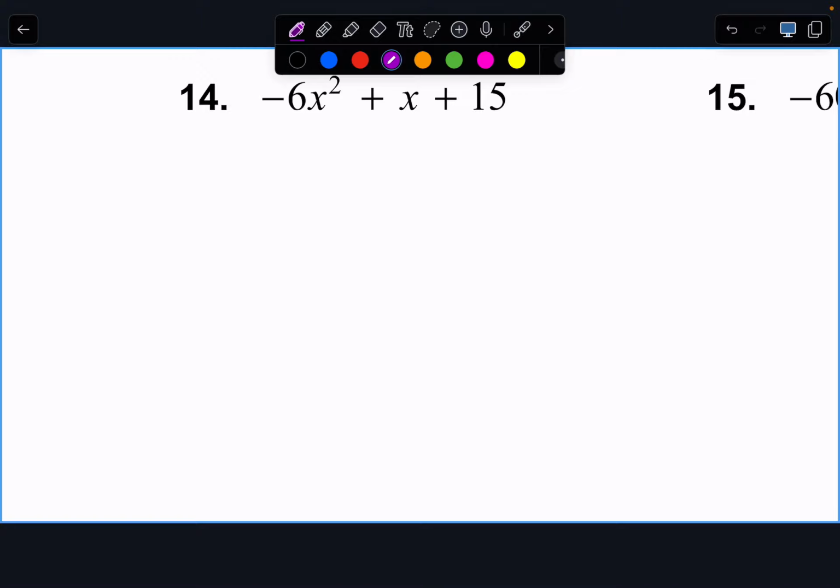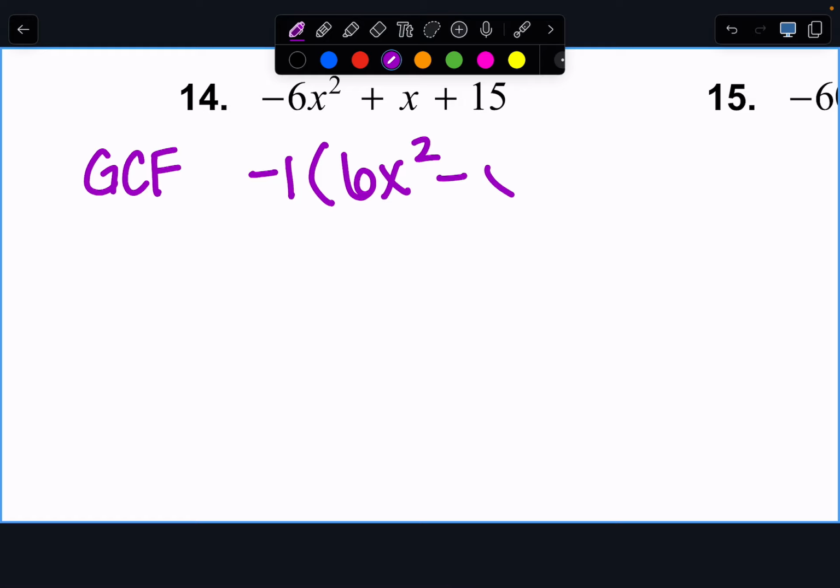Okay. So do you remember that my suggestion was to always look for a GCF first? It is not going to be very convenient to try to factor this with a negative leading coefficient. So I'm going to say, you know what? Let's just say we have a GCF of -1, so that now we have 6x squared minus x minus 15. Now this is going to go so much better for us.